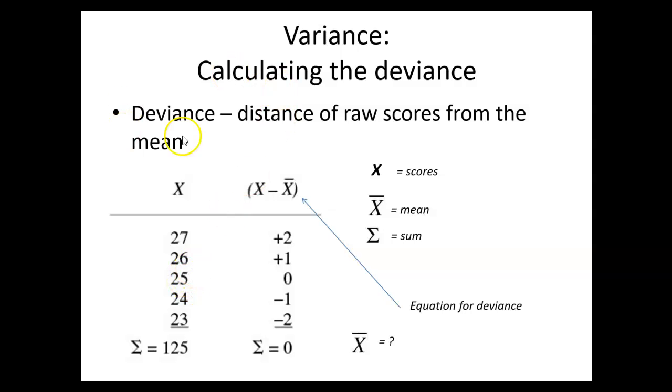To calculate the deviance, we need to know the distance of the raw scores from the mean. We already know the mean, 25, and here are all of our raw scores. So what we do, 27 minus 25 is 2. 26 minus 25 is 1. 25 minus 25 is 0. 24 minus 25 is negative 1. 23 minus 25 is negative 2. All of these scores will always add up to 0.